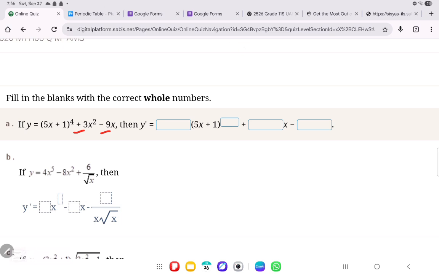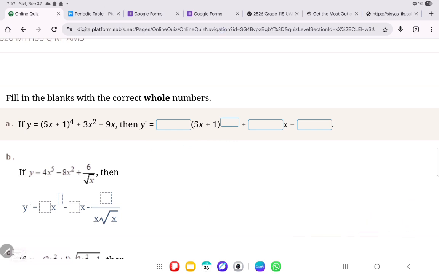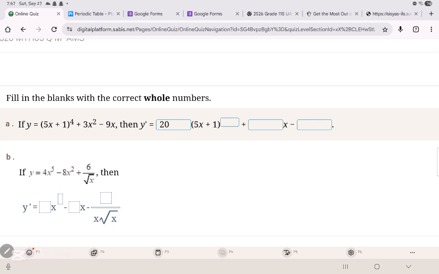The first one is a chain rule, by the way. 5x plus 1 to the power of 4. This will become 4 times 5x plus 1 to the power of 3 times the derivative of 5x plus 1, which is 5. So it will basically become 20 times 5x plus 1 to the power of 3. So we have the first part, which is 20 plus 5x plus 1 to the power of 3.